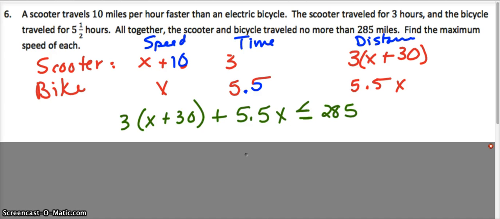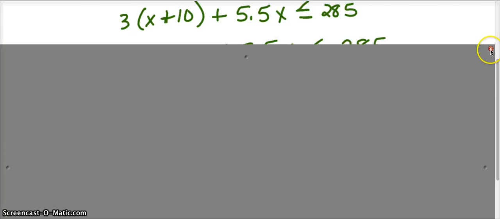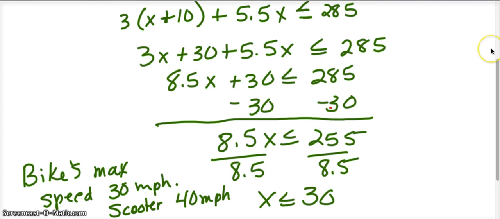Go through all of your steps and then come back and check your work. Write down that mnemonic to help you remember. Now you can see the solution. The bike would have to, max speed is 30 miles per hour.